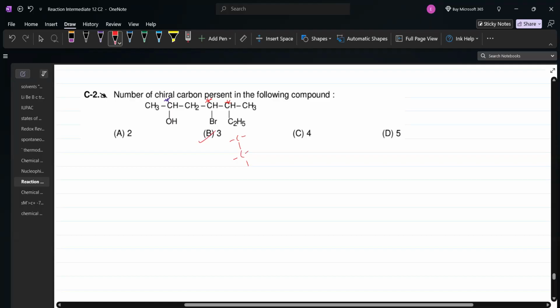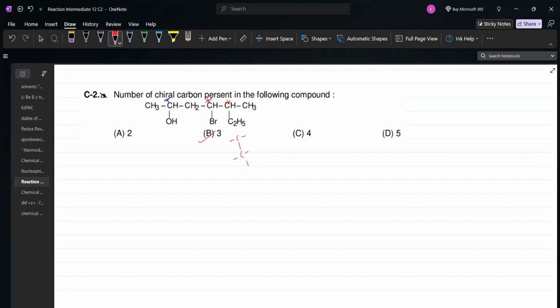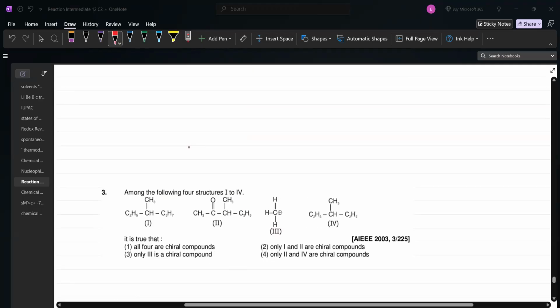Satyaka? So this is a chiral compound and has three. Please solve this question.